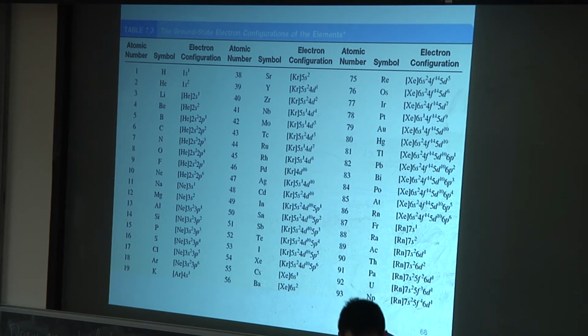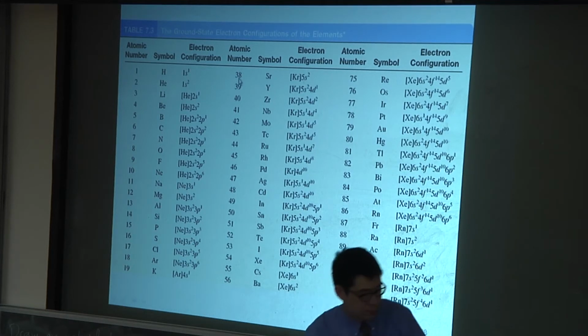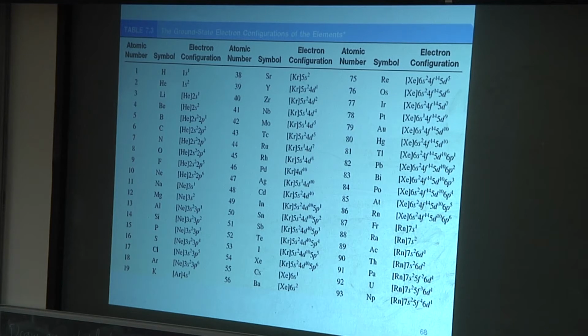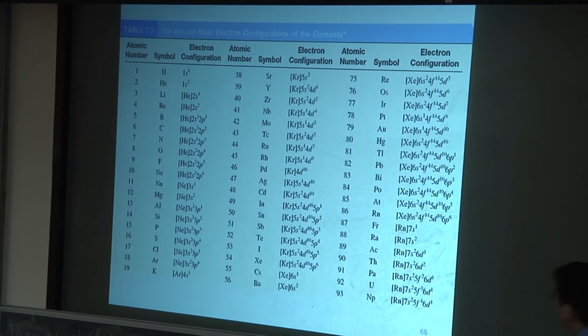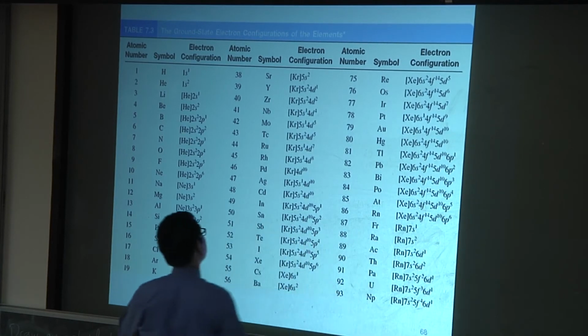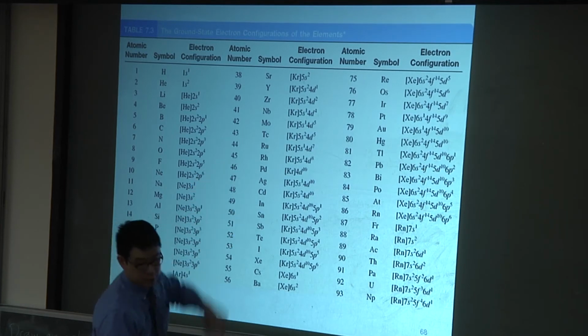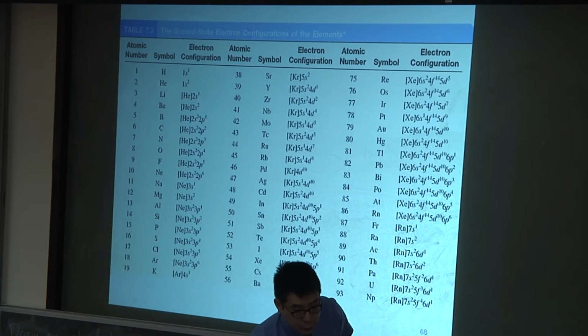So if we look over here from 38, 38 is strontium, down here. 39 is yttrium. And so strontium is krypton and then 5s2, 38. Then 39 is 5s2, 4d1. That makes perfect sense, right? Then zirconium, 40, is 5s2, 4d2.